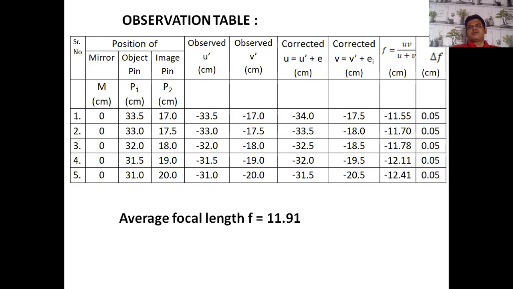So here is a very simple practical. You are showing 5 observations here, but in the exam you show only the first reading. Then you retain it yourself; no examiner will come and ask you for the second, third, fourth, fifth. He wants only one. Now in this practical we want only 3 positions: the mirror, the object pin, and then the image pin. After that, all the calculation we do directly with the help of this reading.